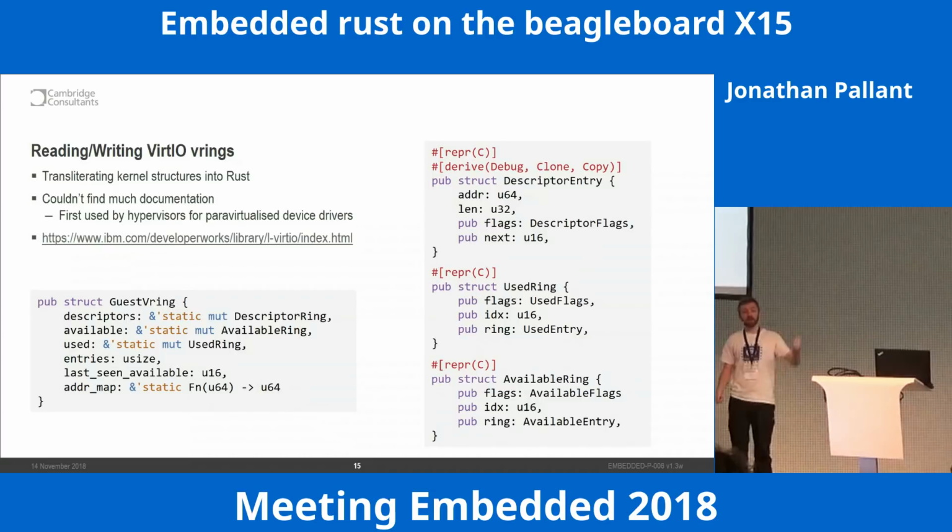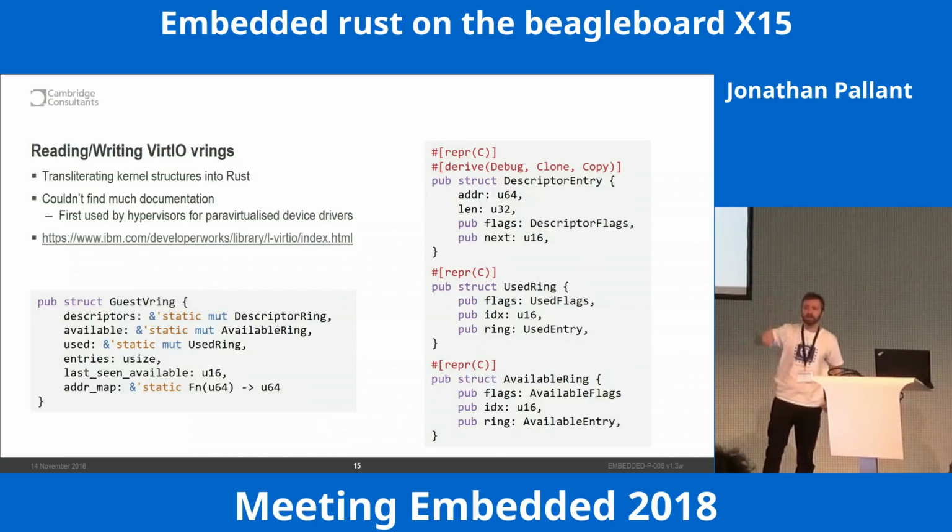The rule is they go down full and come back empty, or they go down empty and come back full. You are not allowed to send data down, mutate it, and send it back. It's always empty and full, or full and empty. And all I do is I put the index in the used ring and increment the counter that says how many are in there. And I send an interrupt.